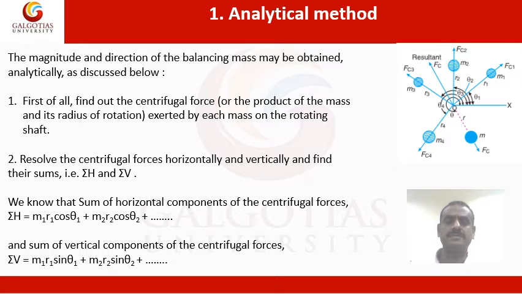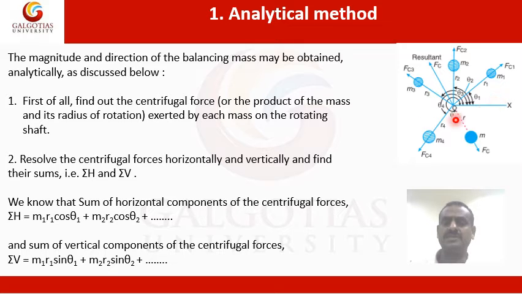The second step is to resolve the centrifugal force horizontally and vertically. Find their sums. Sum of horizontal forces and sum of vertical forces we have to find out. So if you see in the space diagram, each mass is located at a different angle. Whenever a mass is making an angle with respect to the horizontal axis or the vertical axis, the force has two components. One is the horizontal component, another one is the vertical component.